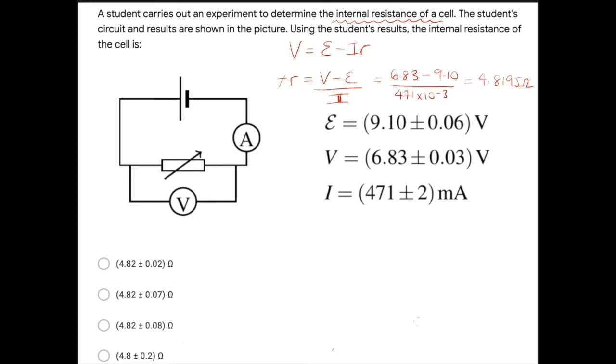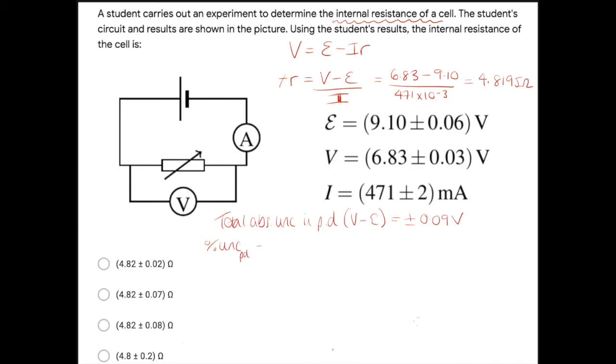Now we want to work out the uncertainty. So what we have to do first of all is work out the total absolute uncertainty in this change in PD, that is V minus EMF. Now they're both measured in volts, and therefore we can simply sum their absolute uncertainties. Okay, so the total absolute uncertainty in PD values, okay, so that's our V minus EMF, is the sum of the two of them, which is plus or minus 0.09 volts.